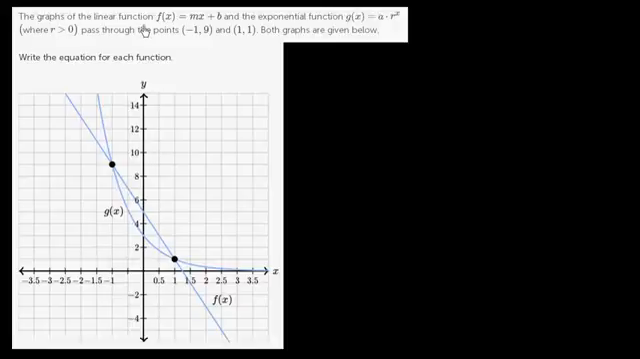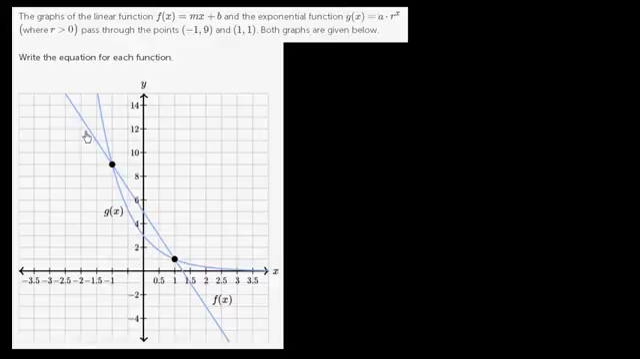The graphs of the linear function f of x is equal to mx plus b, and the exponential function g of x is equal to a times r to the x, where r is greater than 0, pass through the points negative 1 comma 9, so this is negative 1 comma 9 right over here, and 1 comma 1. Both graphs are given below.